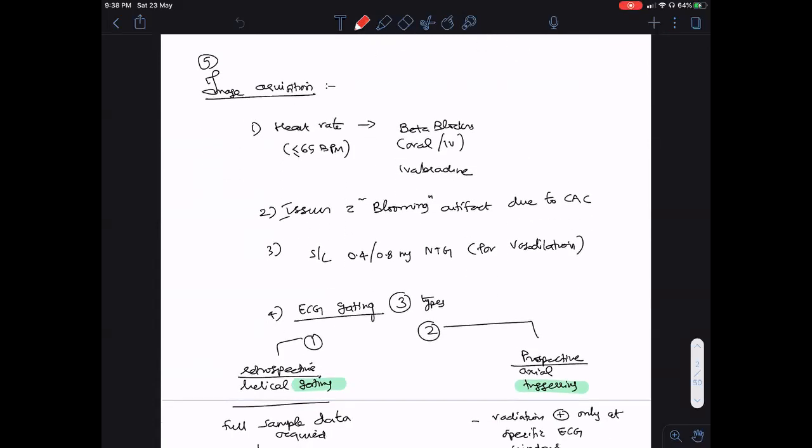So, moving on to the next part of the basics, which is image acquisition. We'll discuss it later, but briefly, the heart rate should be less than 65. Beta blockers, oral or IV, can be given. Ivabradine is also being used these days. The second issue is that we have to be aware of things like blooming, which is common in patients with a lot of coronary artery calcium. So we have to make sure that there is no blooming, that there is no coronary calcium to begin with. Again, for vasodilation, sublingual nitrate should be given prior to the CT being done.